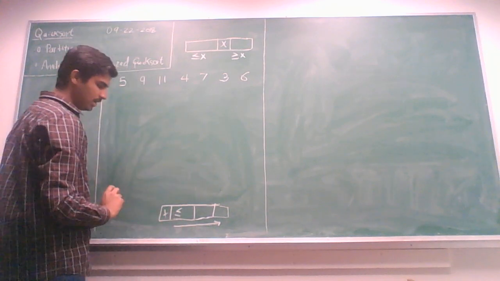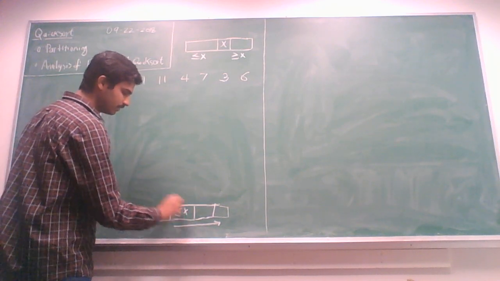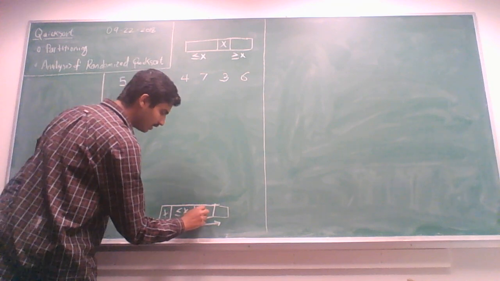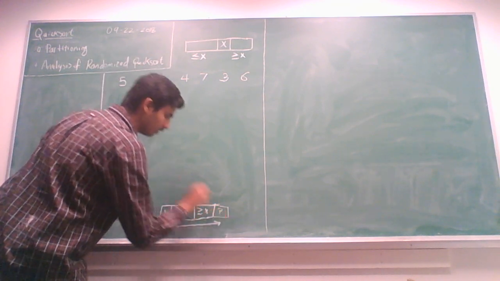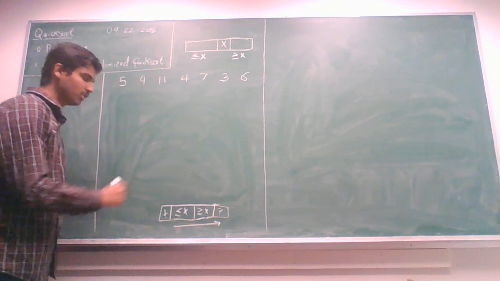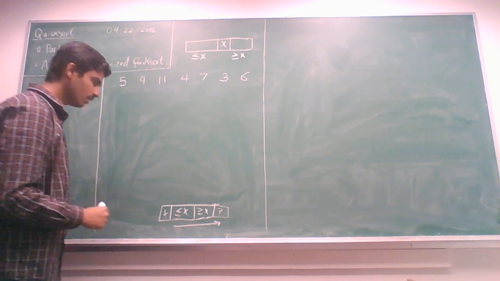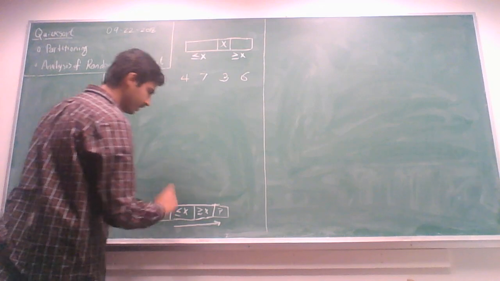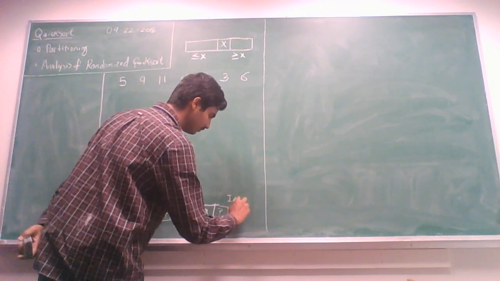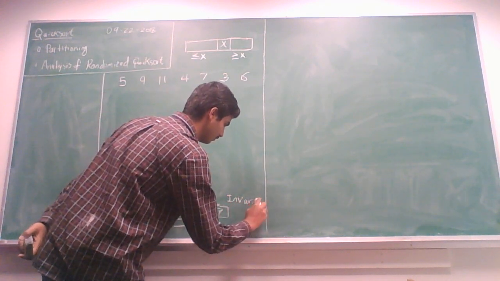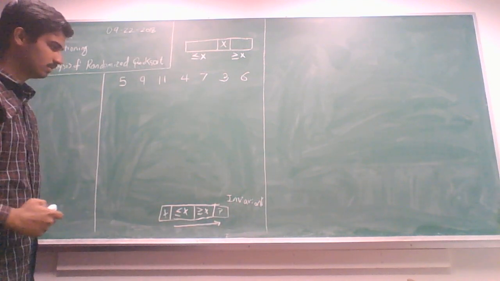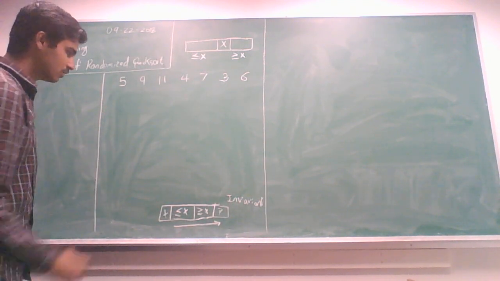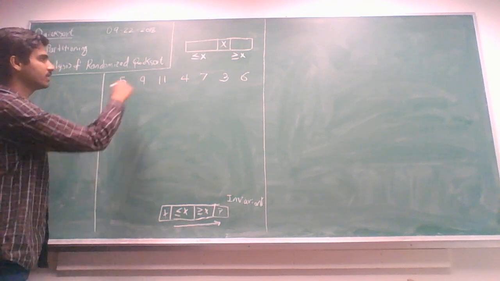Some elements encountered should be less than or equal to x. Other elements are greater than or equal to x, and these are elements that you don't know because you haven't seen them yet. This configuration is called an invariant, and you want to maintain this throughout the entire sorting process. So let's run this partitioning procedure on this given array.